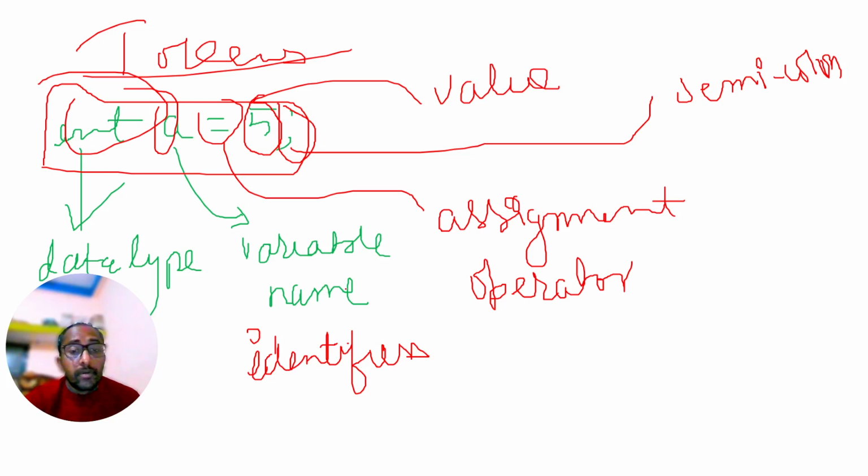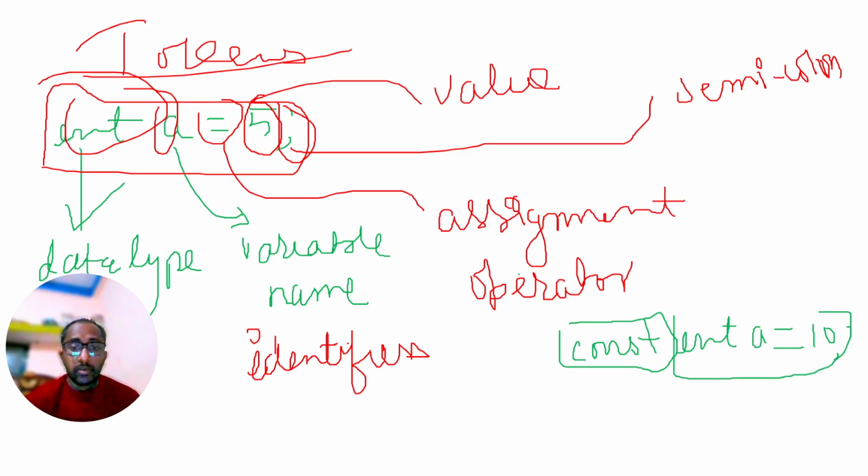We also use the const keyword to declare constants. Just like I change the color. Suppose int a equal to 10. If we use the keyword const, the value of a will not be changed later. Once I declare the value using const, it will not change. It is constant, it does not change later.